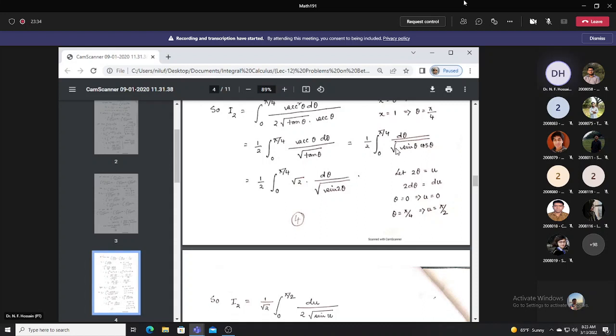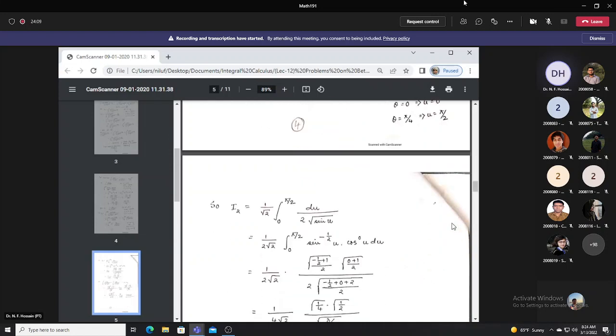This half means 1 by root 2, when it is taken to the upper side, it will be just root 2. So there was already a half here, so root 2 by 2 into integration 0 to pi by 4 d theta divided by root over sine 2 theta. Now let us take a substitution, say 2 theta equals u, so 2 d theta should be du, so d theta should be du by 2. Now adjust the limits. When theta equals 0, u should be equal to 0. When theta equals pi by 4, u should be pi by 2.